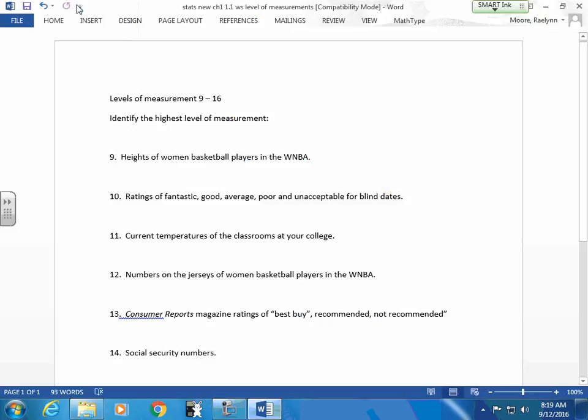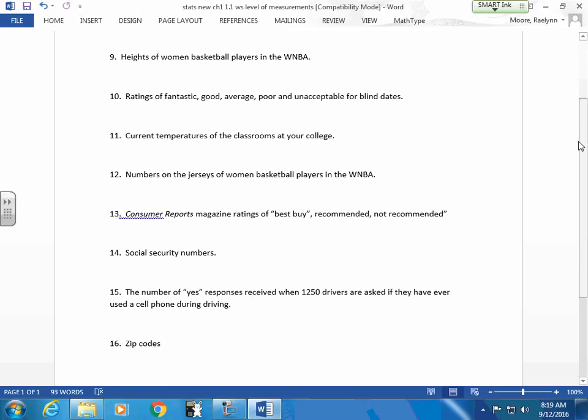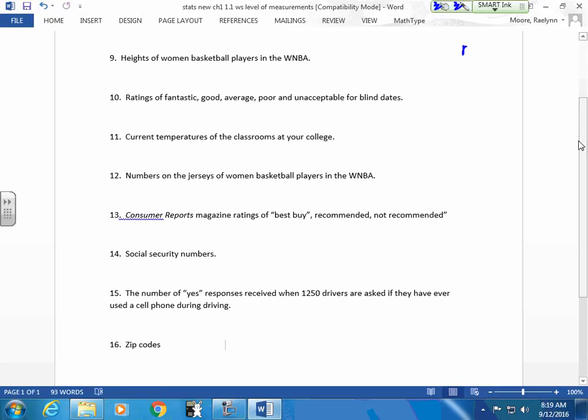Okay, so the first one, the heights for women basketball players. What's the highest level that you can get? Nominal to ratio. You're going to give me the highest level that this represents. We have nominal, ordinal, interval, and ratio. So what classification would the heights of women basketball players be?